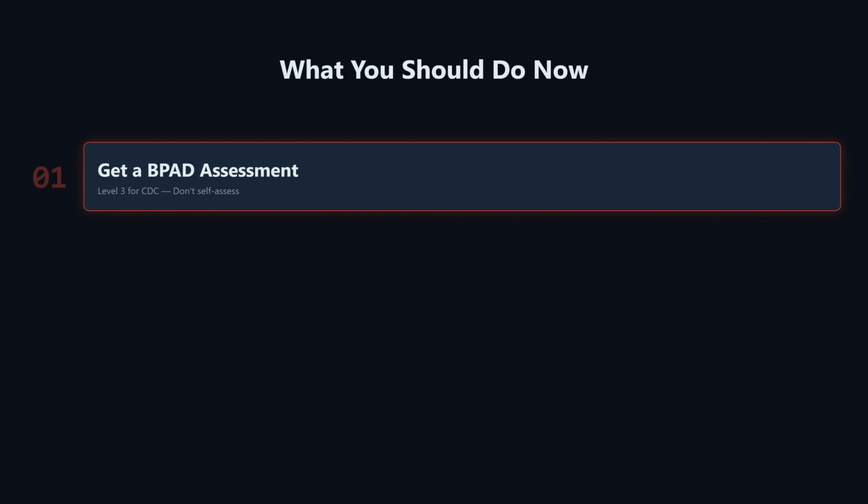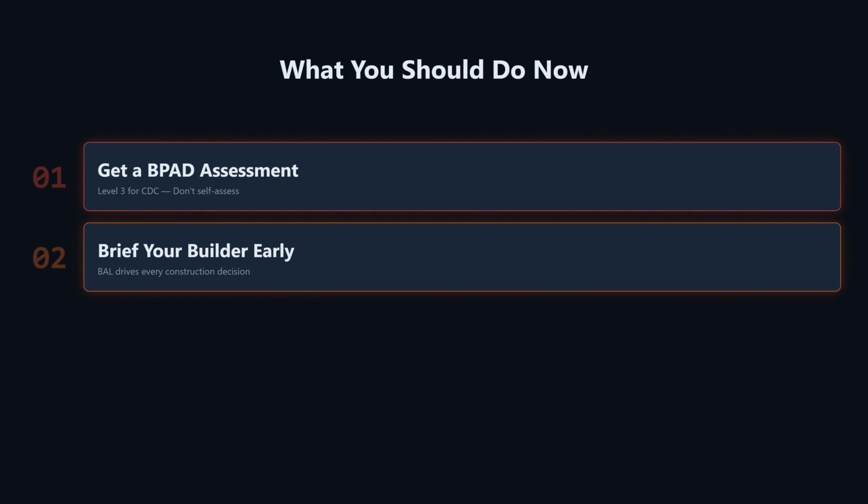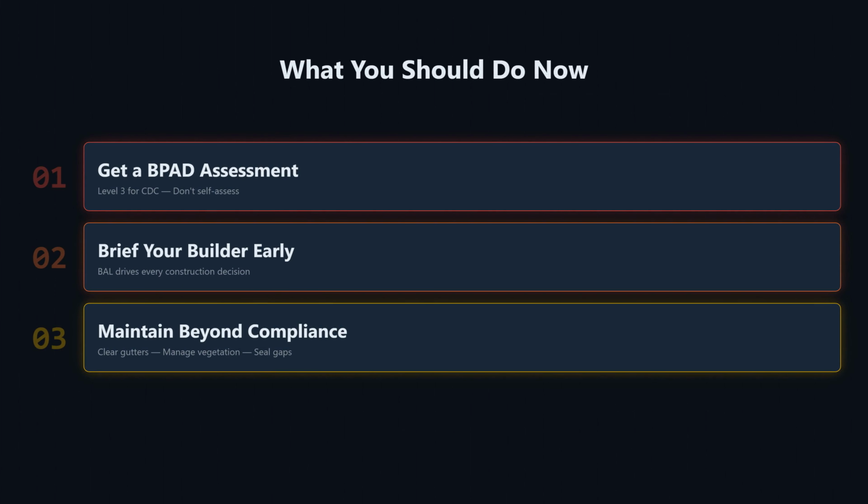So, what do you actually do with all this? If you're building in a bushfire prone area, step 1: get a proper BAL assessment from a BPAD accredited assessor. For complying development, that must be level 3 accreditation. Don't rely on self assessment tools for anything beyond initial planning. Step 2: understand that your BAL drives every construction decision, from glass thickness to wall systems to gap sealing. Brief your builder early and verify they have bushfire construction experience.